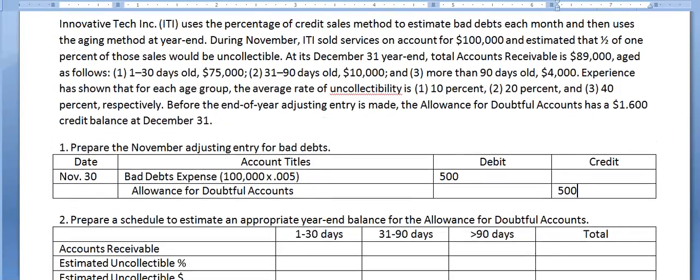Now we're at year end. At December 31st, year end, the total accounts receivable is $89,000, aged as follows. In the 1 to 30 day category, $75,000 is owed to us. In the 31 to 90 day category, $10,000 is owed to us. And in the more than 90 days old category, $4,000 is owed to us. And experience has shown that for each age group, the average rate of uncollectability is, in the first category, 10%, second category 20%, and the third category 40% respectively.